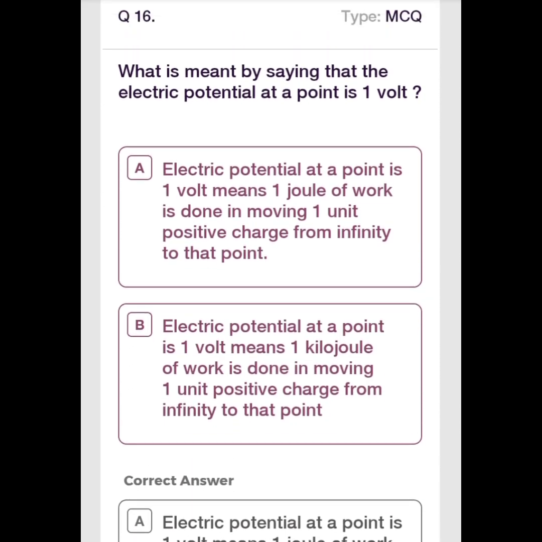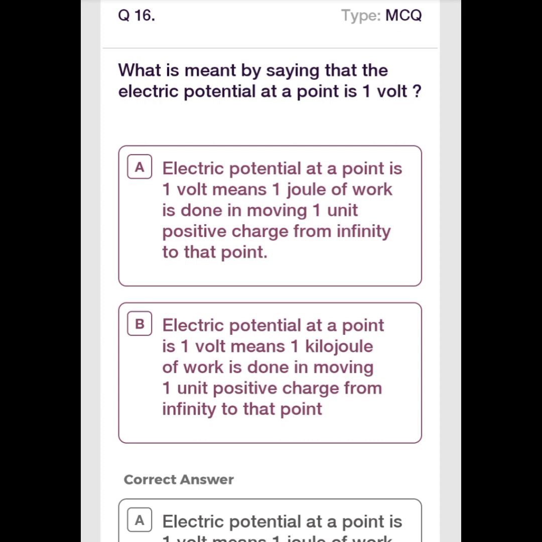The first option is electric potential at a point is 1 volt, means 1 joule of work is done in moving 1 unit positive charge from infinity to that point. The second option is electric potential at a point is 1 volt, means 1 kilojoule of work is done in moving 1 unit positive charge from infinity to that point. No. So option A is the correct answer.